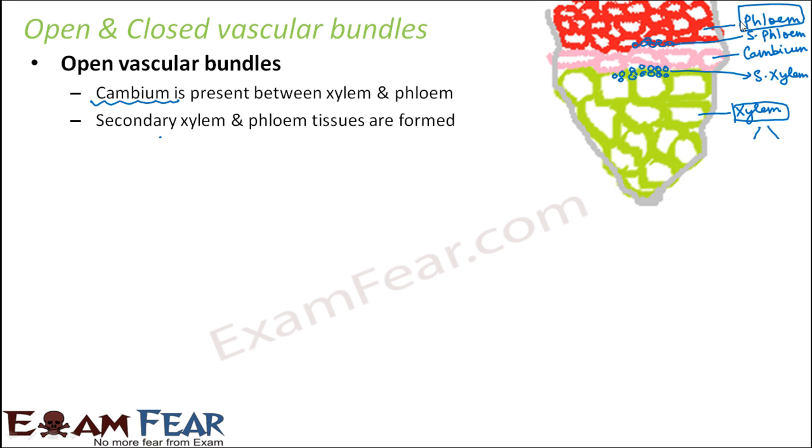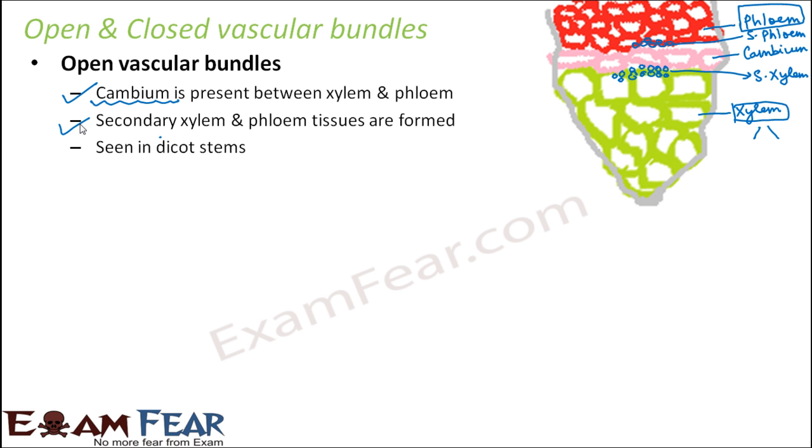Now this cambium is nothing but a meristematic tissue which can give rise to new cells on both sides. The new cells which are formed on the xylem side form secondary xylem, and the new cells which are formed on the phloem side are called secondary phloem. Clear? So this is your open vascular bundle.